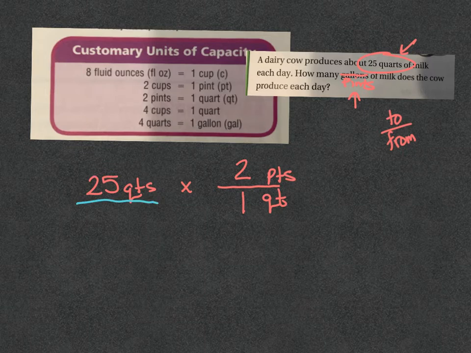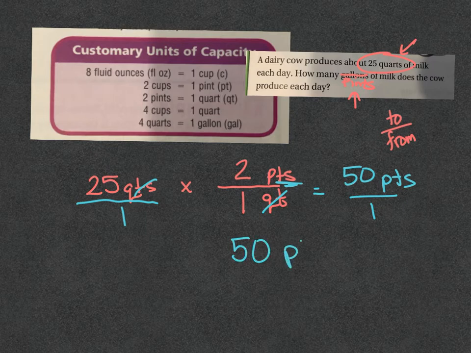I'm just going to do multiplication. Let's change that to a fraction. We'll cross reduce. The only thing that cross reduces out is the label. I'll multiply straight across. 25 times 2 is 50. Pints is the only label left, right? 1 times 1 is 1. So it is 50 pints of milk per day that is produced, which is the same as 25 quarts, and the same as 6 1/4 or 6.25 gallons. All the same amount, just a different way to measure it.